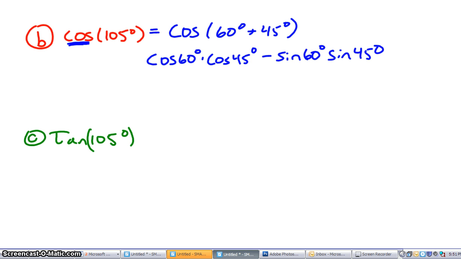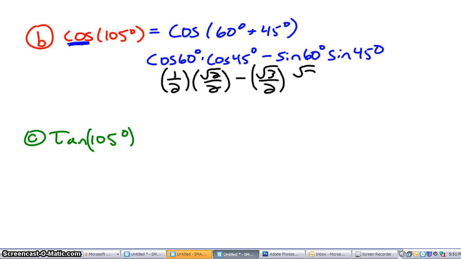Then we get to the process of substitution, and at this point we should be looking at a 1/2 for the sine of 60, a radical 2 over 2 for cosine of 45, subtracting then the radical 3 over 2 for the sine, and then we'll have our radical 2 over 2 for our sine of 45.